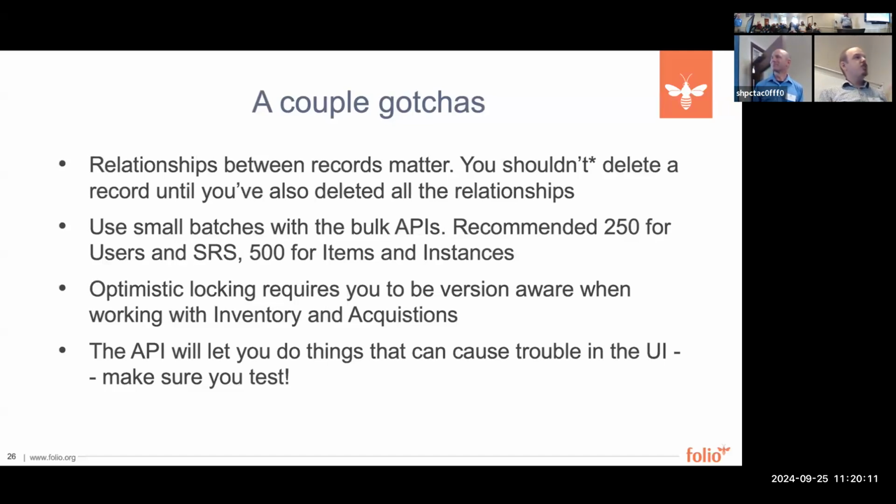The API will let you do things that can cause trouble in the UI. Test your code. I get snapshot because if that breaks, people actually care, and it's going to get fixed. And you can really cause trouble, like you can make your UI not render, that kind of problem. So that's why you want to test.